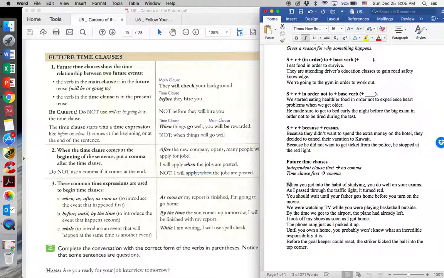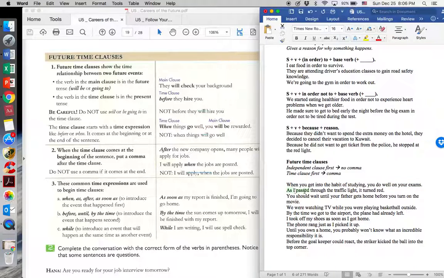For example, when you get into the habit of studying. So we know that it's our time clause because we have when here, and then we have our subject, verb, and an object clause. When you get into the habit of studying, comma, you do well on your exams. You do well on your exams is an independent clause. It could stand alone as its own sentence. But since it's connected to a time clause, we need that comma, and then this time clause absolutely needs another independent clause following that comma.